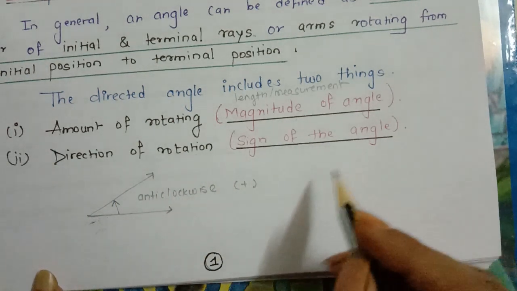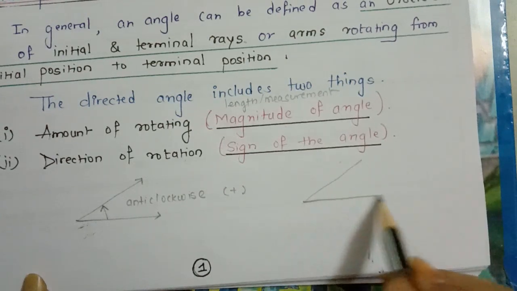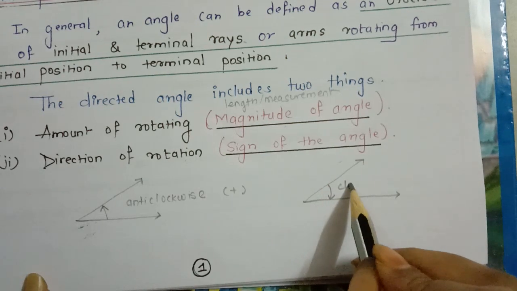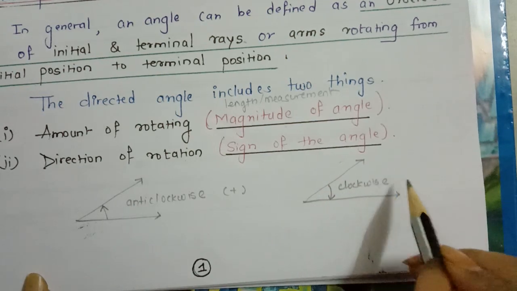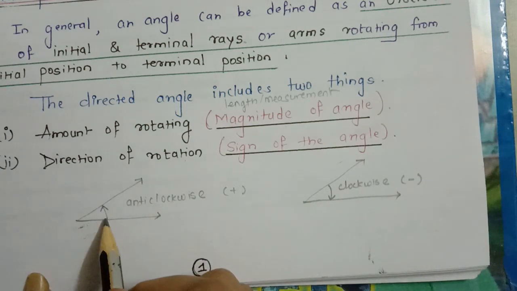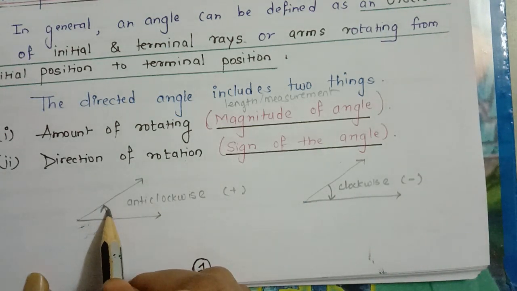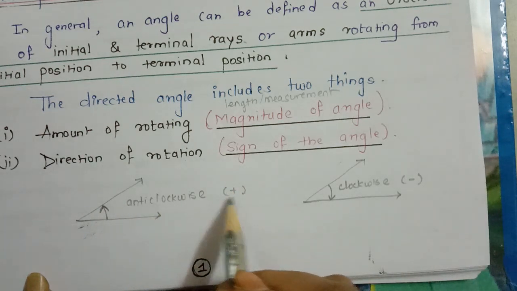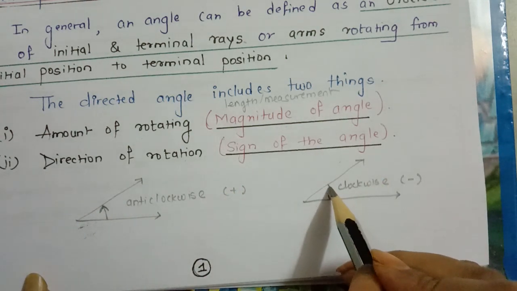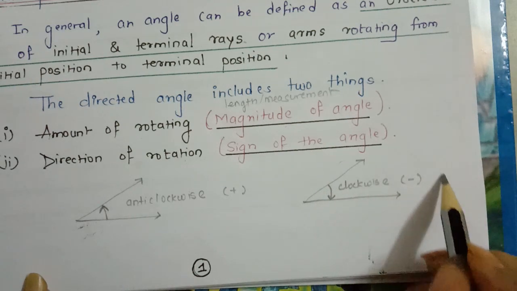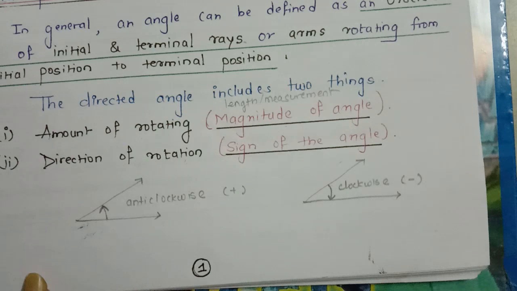Okay, and the second one is this. If it's moving in downward direction, that is nothing but in a clockwise direction, which is known as a negative angle. Now is this clear to you all, the difference between anti-clockwise and clockwise? Whenever the angle is moving in upward direction, it is known as anti-clockwise, that is nothing but the positive angle. And if the angle is moving in downward direction, that is the clockwise direction, that represents the angle is in negative form.